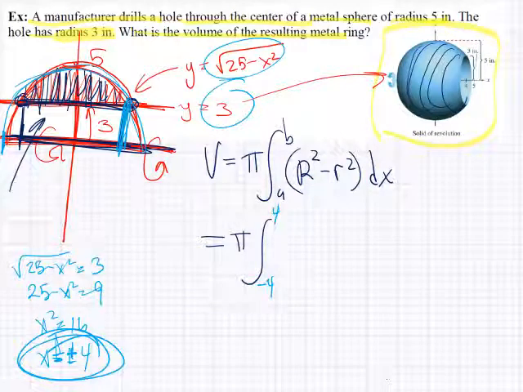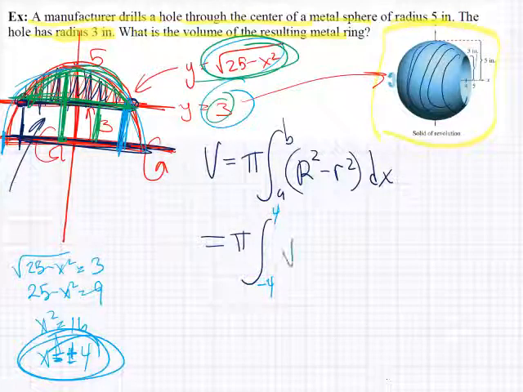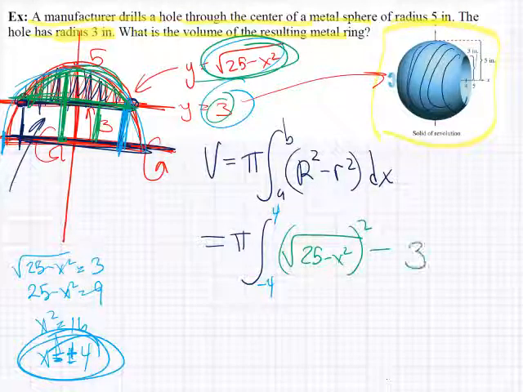Now your big radius and your little radius. Okay, what you need to worry about. Our big radius would be from the x revolution axis to the outer edge of the figure, which is this curve here. So that's this. And the little radius is from here to here, which is this line, which is this. So we get the square root of 25 minus x squared, that's big R squared, minus 3 squared, which is little r squared, and again it's dx.